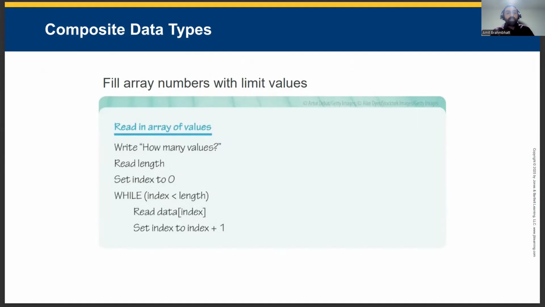Composite data types, filling an array. Here, we see an example of filling an array named numbers with values based on a limit variable. The figure illustrates how the array is populated element by element. This demonstrates how loops and arrays work together.